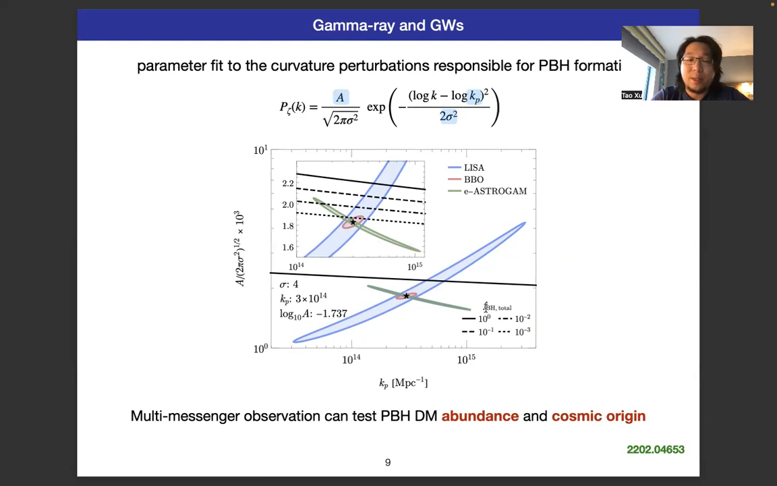For example, using the gamma ray signal with the e-ASTROGAM experiment, we'll be able to constrain the parameter space of this curvature perturbation within the green contour. And for the gravitational wave signal, the constraint of the parameter space is within this blue contour. They show different correlations, and the overlapped region is close to the true model, which is shown as the black star. And in the future, the BBO experiment will be very sensitive to the gravitational signal and will be able to put a much better constraint, shown in this red contour. So this tells us the multi-messenger observation can both test the abundance of primordial black hole dark matter and also tell us about their cosmic origin.